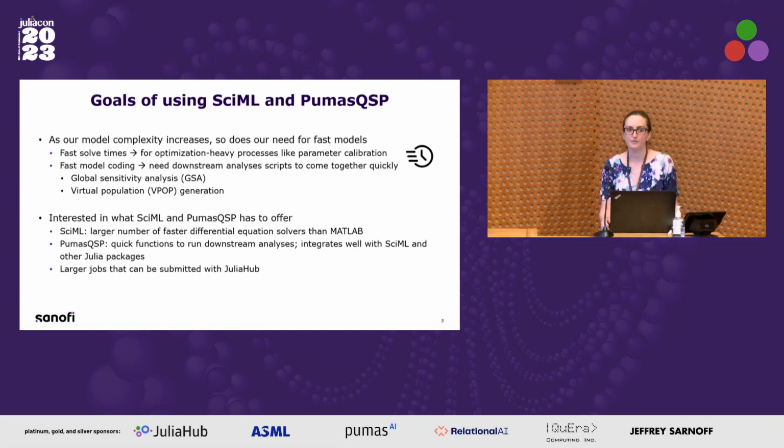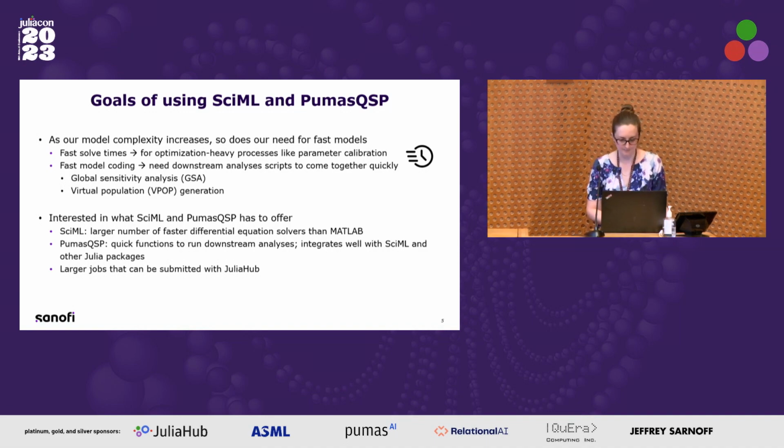And so we've been really interested in what Julia and tools like SciML and Pumas QSP have to offer. With SciML, the large number of faster differential equation solvers all written in the same language, and with Pumas QSP starting to incorporate more one-liner functions for GSA and VPOP. And we love how well all of these packages work together in their communication, and we're also interested in the cloud computing capability.